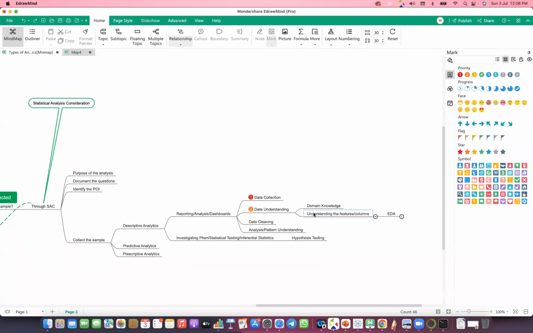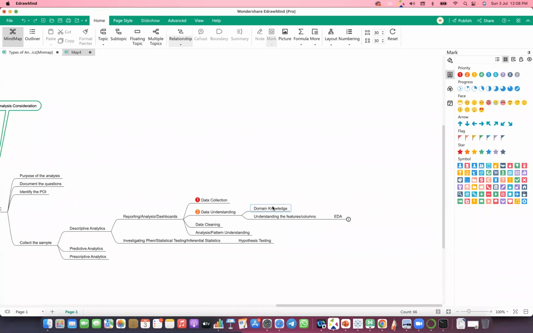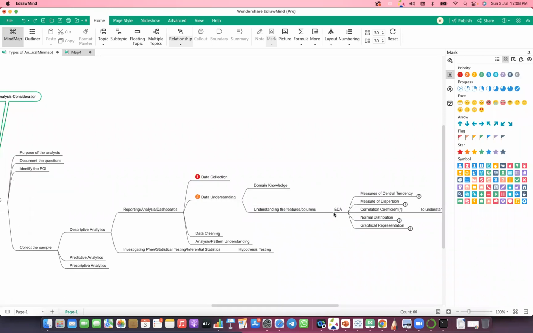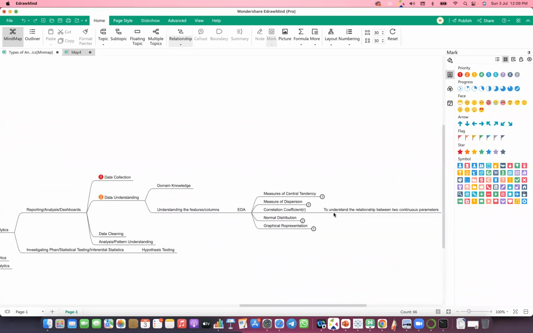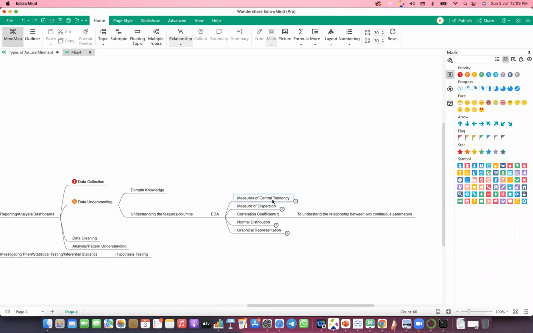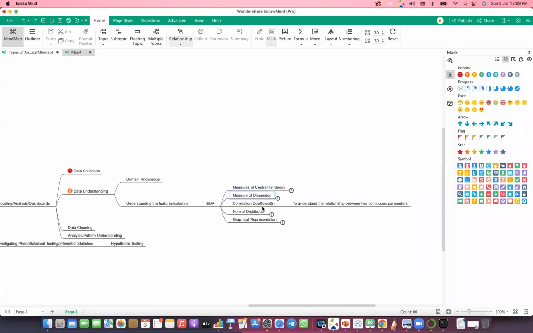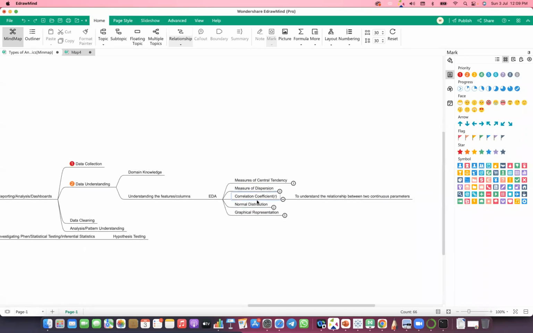To understand the data, first we need to have very good domain knowledge. After that, we need to understand the data which we collected, meaning the columns or the sample. For that reason, we perform EDA, exploratory data analysis. To perform this exploratory data analysis, these are the steps: measures of central tendency, measures of dispersion, correlation coefficient, normal distribution, and graphical techniques.